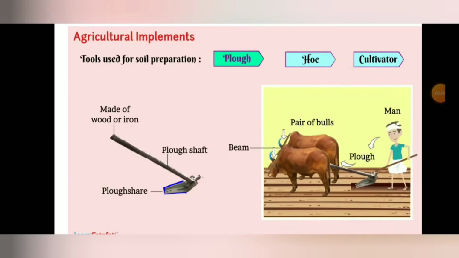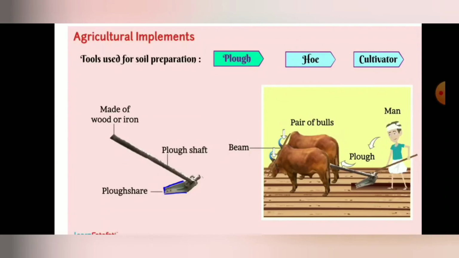So dear students, now I will explain about the agricultural implements. These agricultural implements involve the tools used for soil preparation. Which tools are used for soil preparation? Among them, the first one is the plough. The plough has been used since ancient times. It is used for tilling the soil, adding fertilizers, and also helps in removing the weeds.